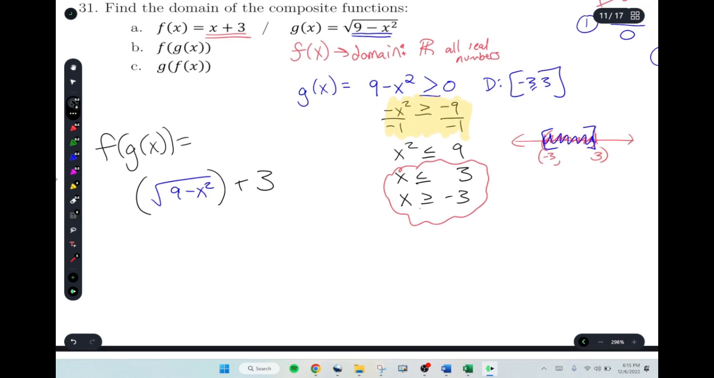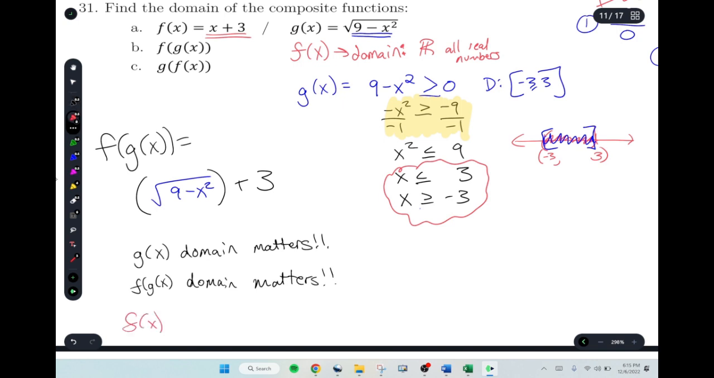Here's what you say for the domain. The domain of g of x still matters. And the domain of f of g of x matters. You know what domain doesn't matter? The domain of f of x by itself does not matter.